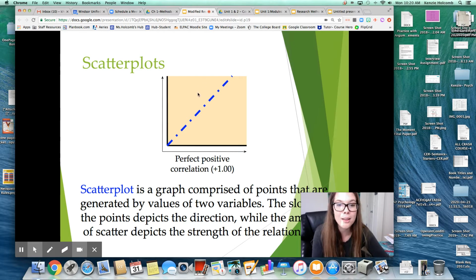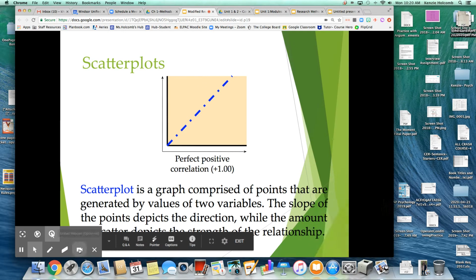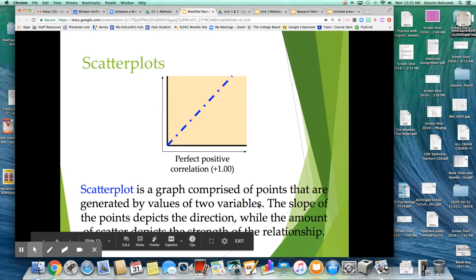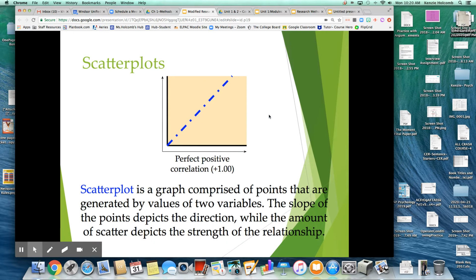So a scatterplot is a graph. Here, let me move my camera so you guys can see. A scatterplot is a graph comprised of points that are generated by values of two variables, right? The slope of the points depicts the direction, while the amount of scatter in the points is the strength of the relationship. So this is a perfect +1 relationship.